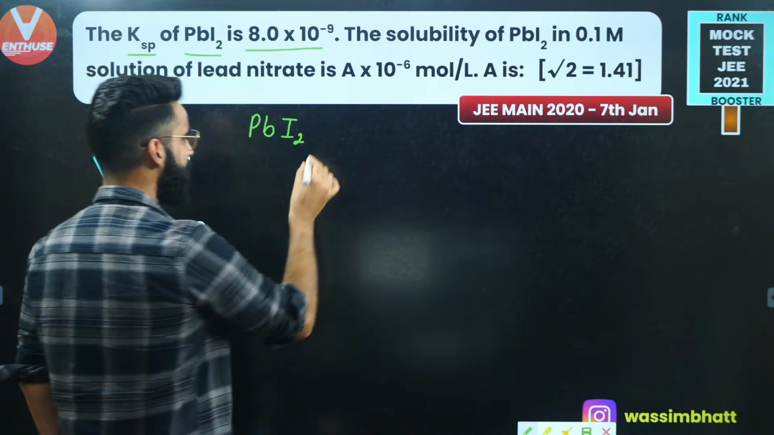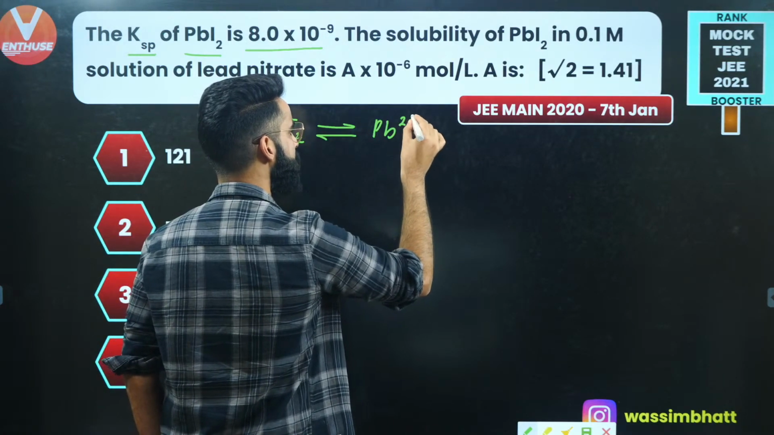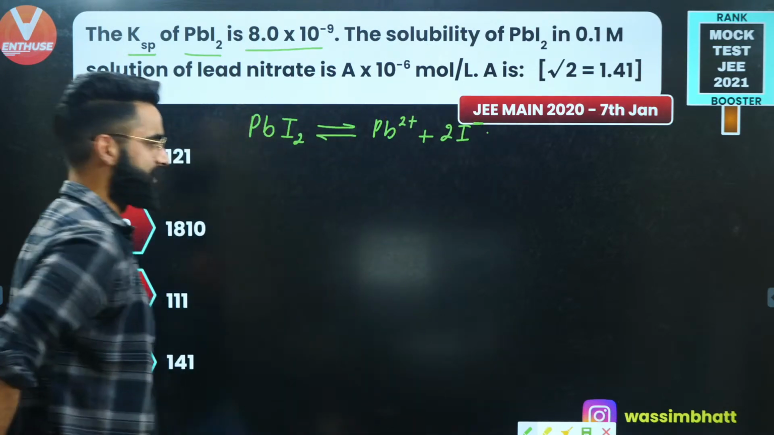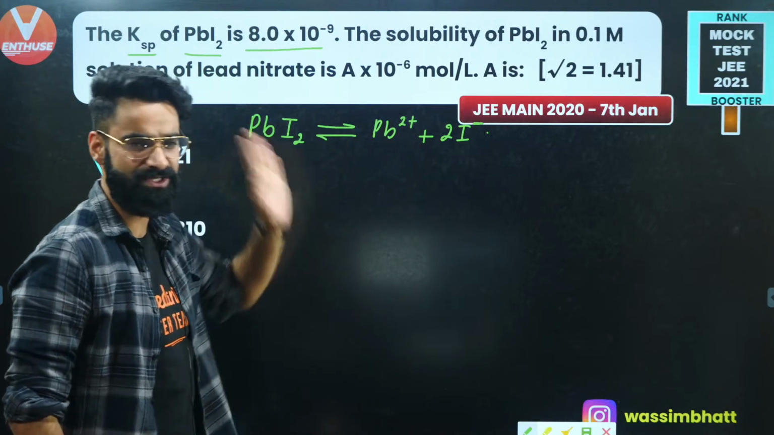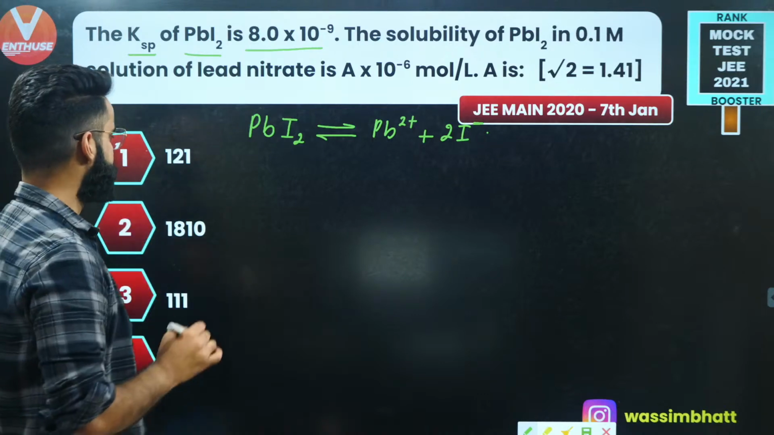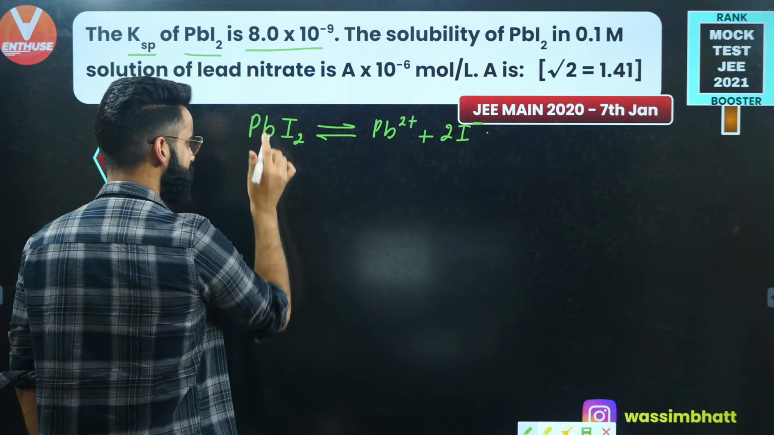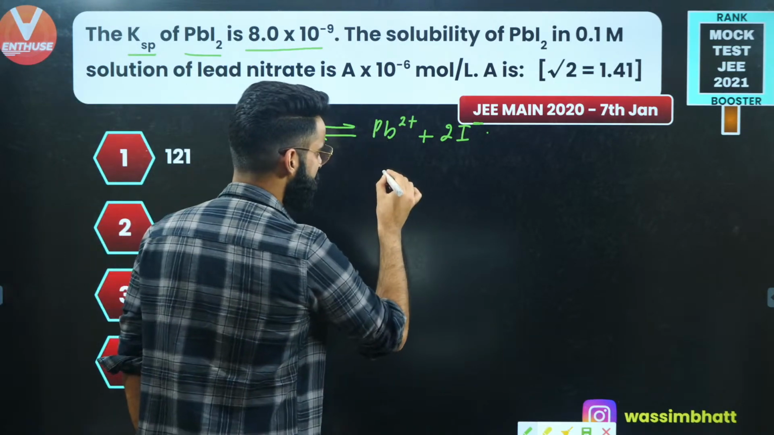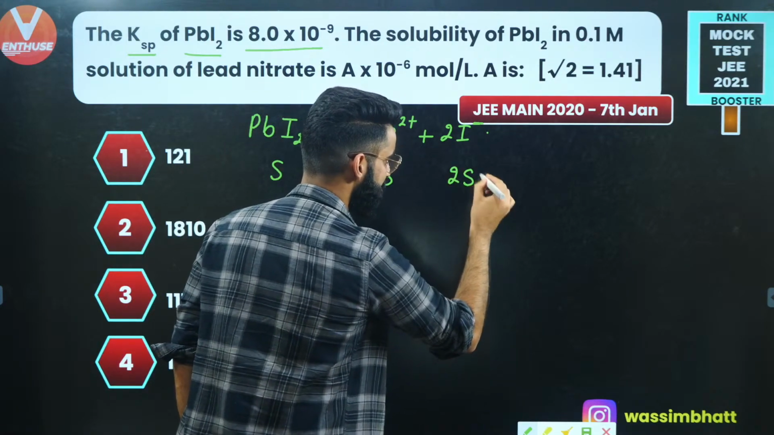First thing, PbI2 would have got dissociated as Pb2+ aqueous plus 2 times I- aqueous, point number 1, yeah? Now people, understand. Let's assume the solubility of this saturated salt over here is S. So the concentration of Pb2+ is going to be S and the concentration of I- is going to be 2S, correct?